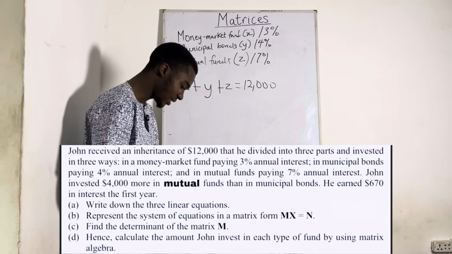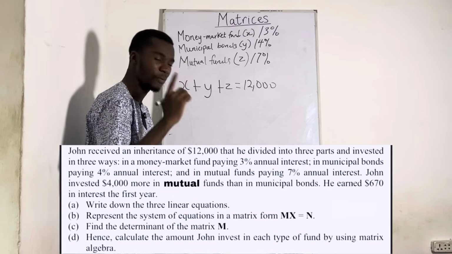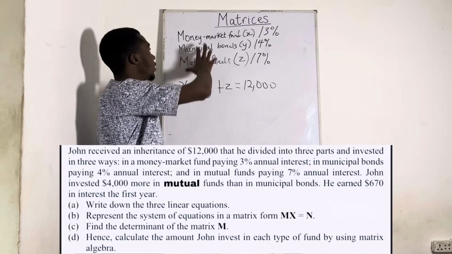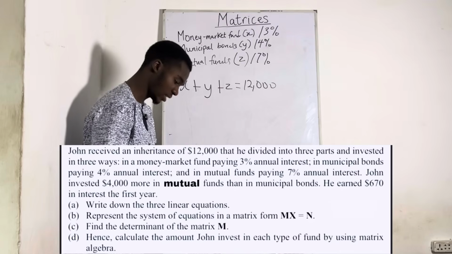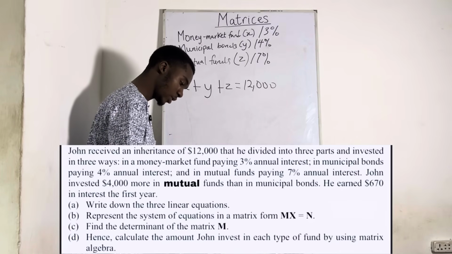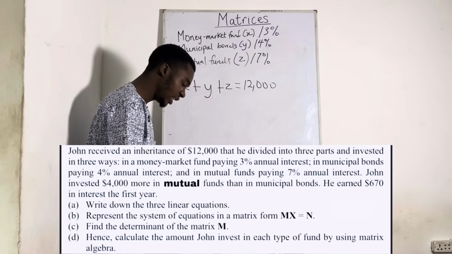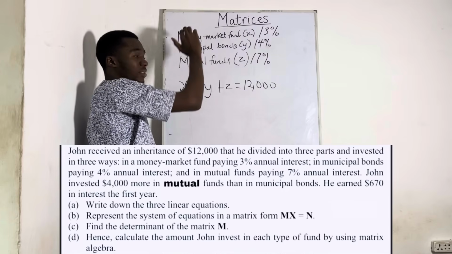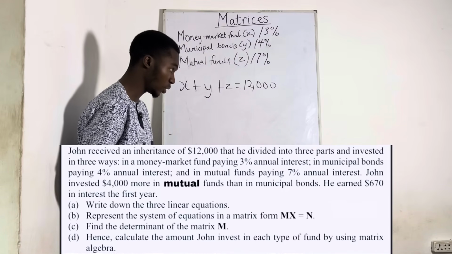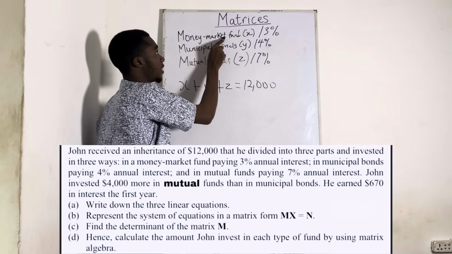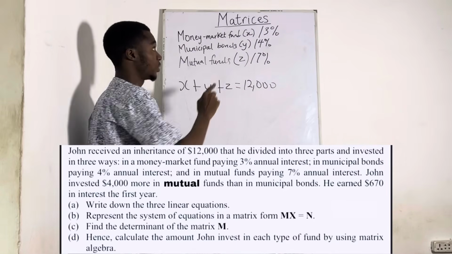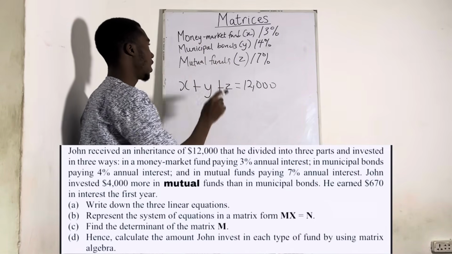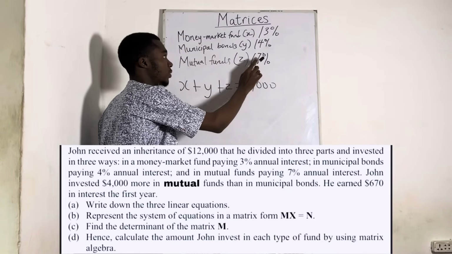So it says that he earned $670 in interest the first year. Please pay attention. So what that means is that the total interest he got was $670. The question says that he earned $670 in interest the first year. They didn't specify. So it means that when you add all the interest you are getting for each investment, you should be getting $670. However, for money market fund, they've already given you the interest, which is 3%. For municipal bonds as well, they've already given you the interest, which is 4%. And for mutual funds as well, they've already given you the interest, which is 7%.